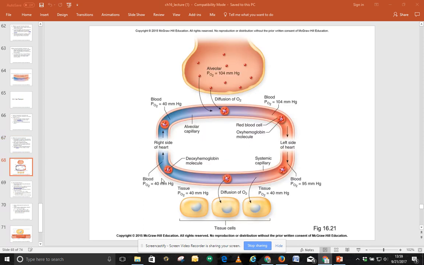Let me get the right slide going here. So anyway, we're talking about diffusion again. These are the cells out here, and oxygen will be in low concentration here. It's going to be in high concentration here. That's what allows it to diffuse into the cells. The cells are producing CO2. CO2 is coming back in to be eliminated from the body. It's all a matter of diffusion, going from higher concentration to lower, whether it be in the alveoli or in the cells.